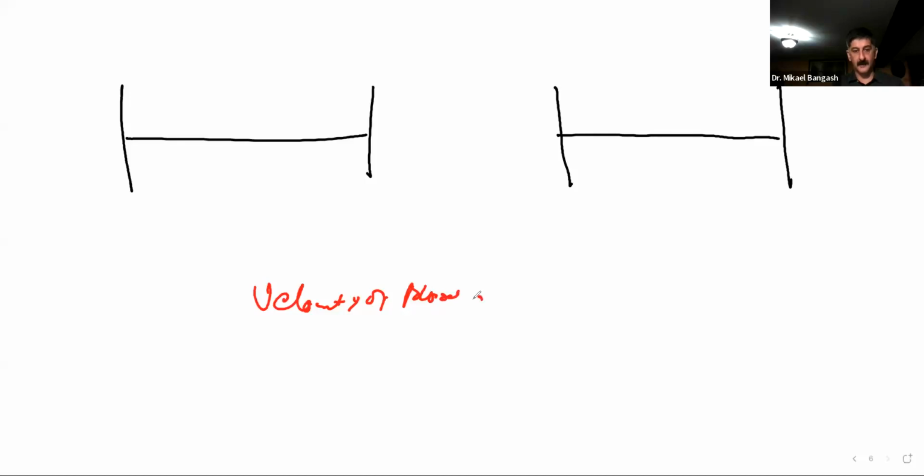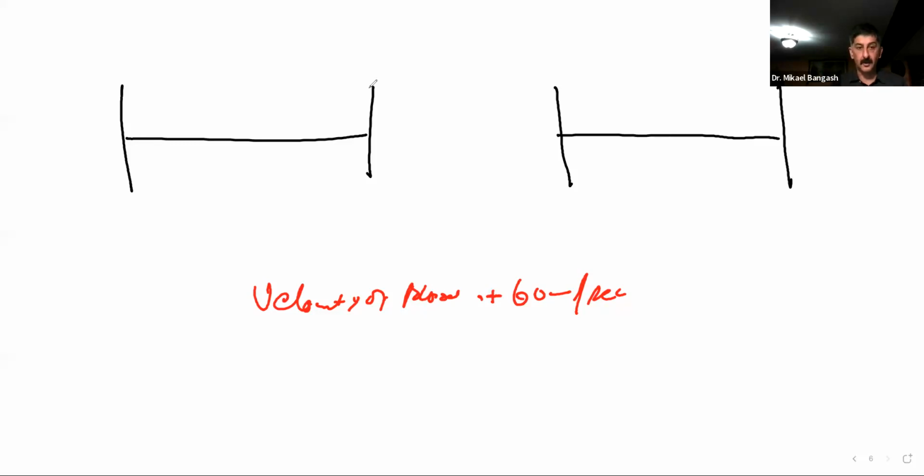Let's say the velocity of blood is 60 centimeters per second. Clear? Since we have a positive Doppler shift, for instance, but it could be negative, that's our velocity of blood.